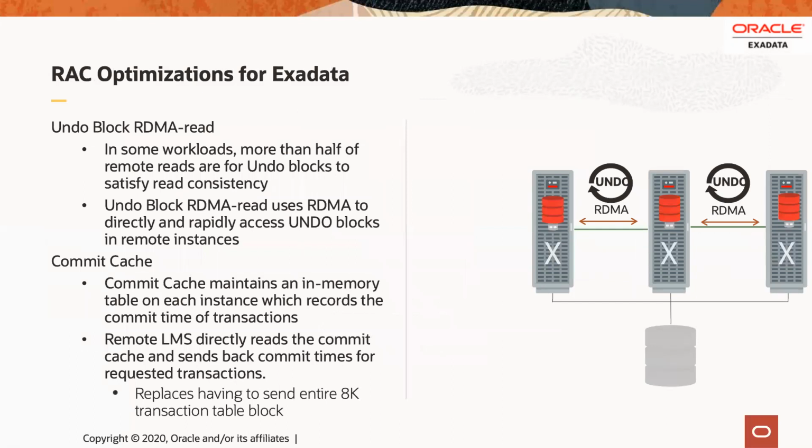On Exadata, we also have undo block RDMA read and commit cache. What is undo block RDMA read? When you are trying to read an undo for a transaction, and it's on the other side, we have to have the LMS apply the undo and send it as a message. In 19c and higher releases, now we are able to do what we call an RDMA read of that undo, so it's much, much faster. Same for commit cache. As I talked about earlier, the remote LMS can directly read the commit cache and send a response back instead of relying on having to read it via the messaging-based architecture on generic systems.